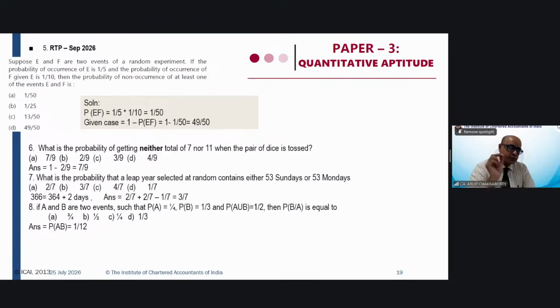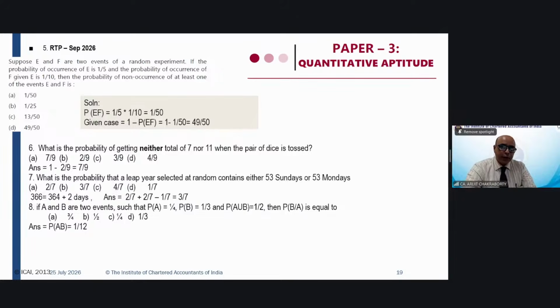So I write on the left hand side 1 by 2 equal to P(A). P(A) is 1 by 4, P(B) is 1 by 3, but we don't know P(A and B). So how much is P(A and B)? Well, if you just find out, it comes to 1 by 12. So now you know P(A and B) is 1 by 12. We have to find P(B by A).